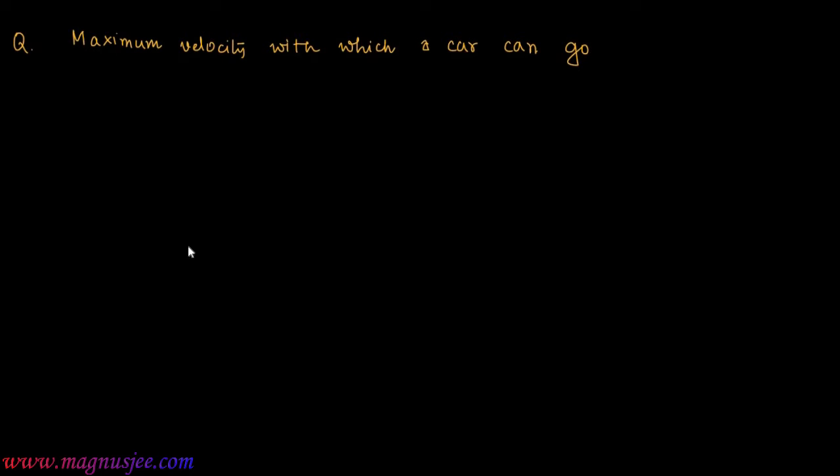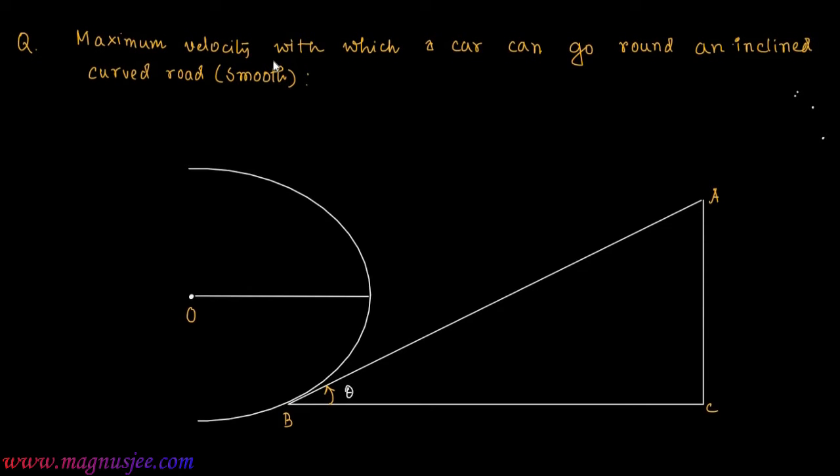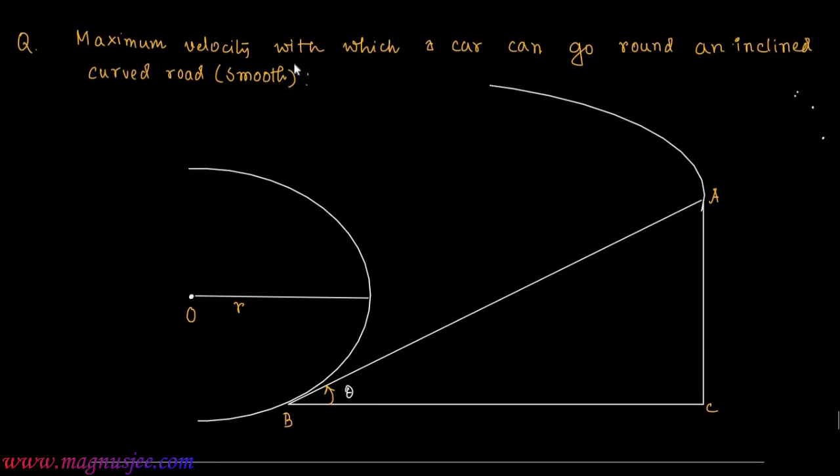Maximum velocity with which a car can go round an inclined curved road, and that inclined curved road should be a smooth road. This is an inclined curved road, and O is the center, and R is the radius of the curved road, and AB is the inclined road, and theta is the angle of banking.